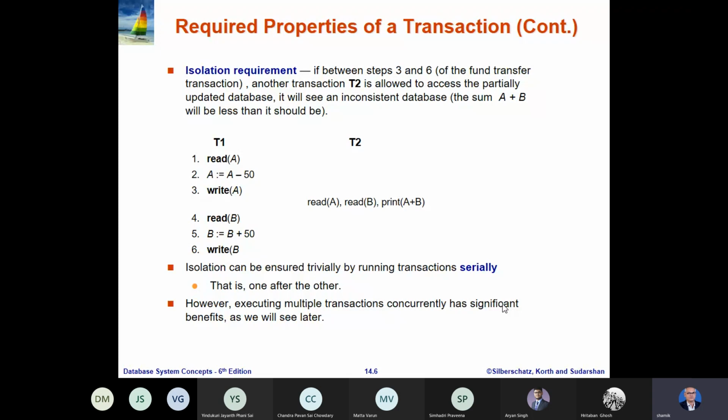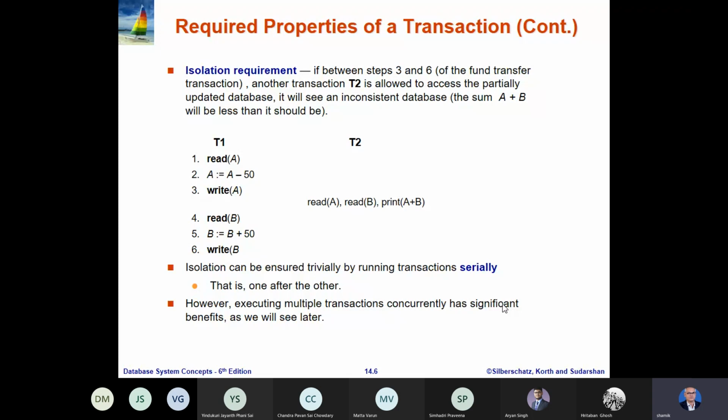Say I have two transactions, T1 and T2, getting executed concurrently. T1 has done the first three instructions, like we have seen, reading A, subtracting 50, and writing A. Then before T1 has read B, updated B by adding 50, and written B, T2 comes in. T2 reads A and B and prints A plus B.